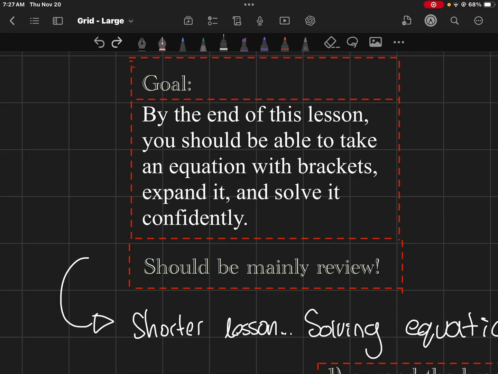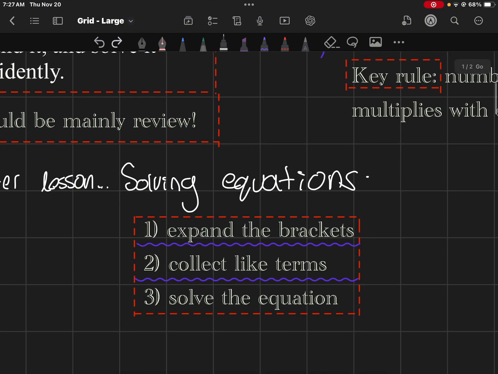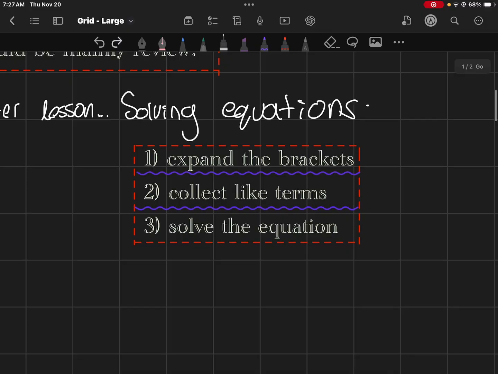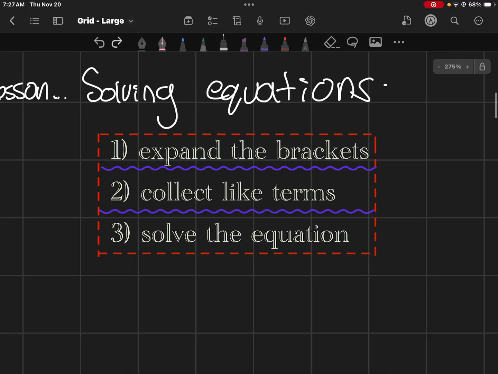Now, when we take this in, we need to understand that you always have to expand first. We never try to solve while the brackets are still there. We have to clean up the equation before solving. So let's start off with a simple idea. Here are the steps. Expand the brackets, collect like terms, and solve the equations in the order you should do it in.